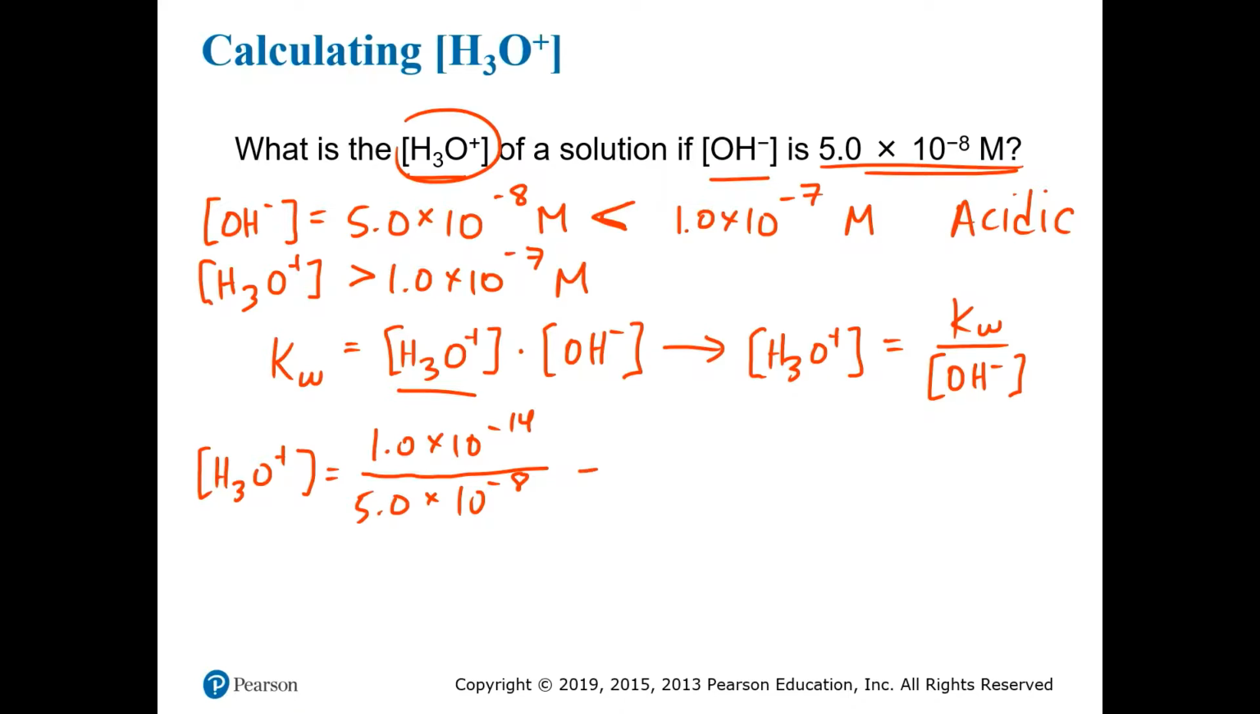So hopefully you're able to put a number or an expression like this into your calculator and get the right answer. In this case, the right answer is 2.0 times 10 to the minus 7th molar, which is indeed greater than 1 times 10 to the minus 7th molar.